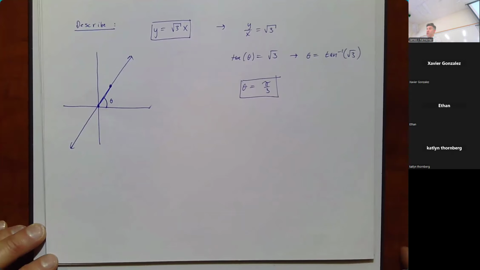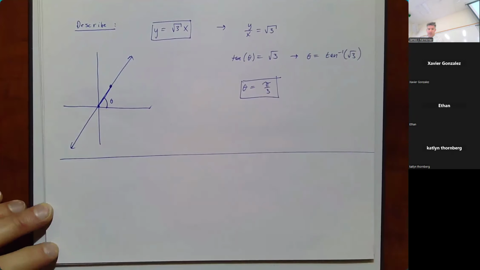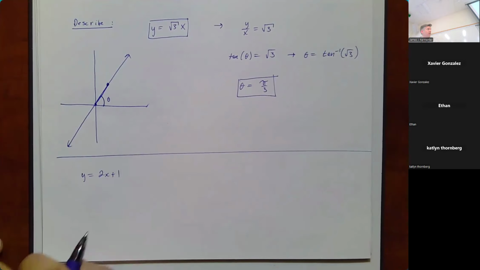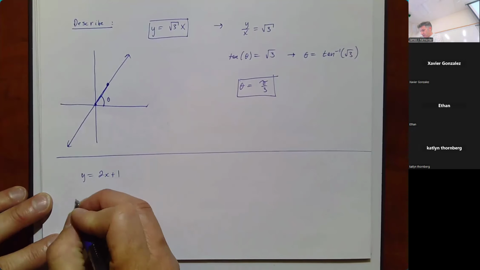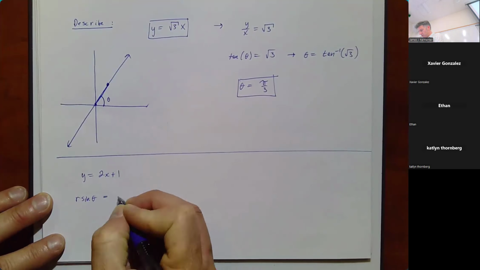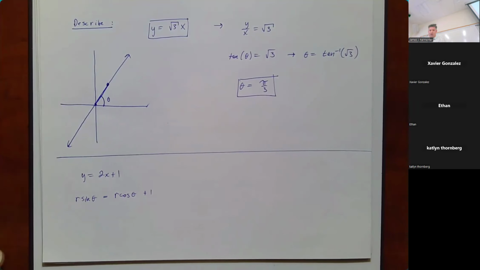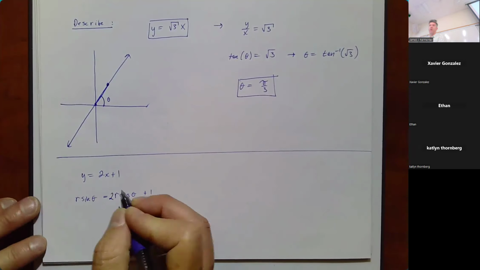And then things can be stranger. You might not have a line that actually goes through the origin. You can have something like y equal to 2x plus 1. And then I'll remind you, our job is first to rewrite it in terms of r and theta, and then after that, if possible, it's not always possible, isolate r. So here we have r sine theta equals r cosine theta plus 1. Well, we can isolate r. It's going to be a little weird looking. I forgot something there. I missed an important 2. That should be 2 times r cosine theta.